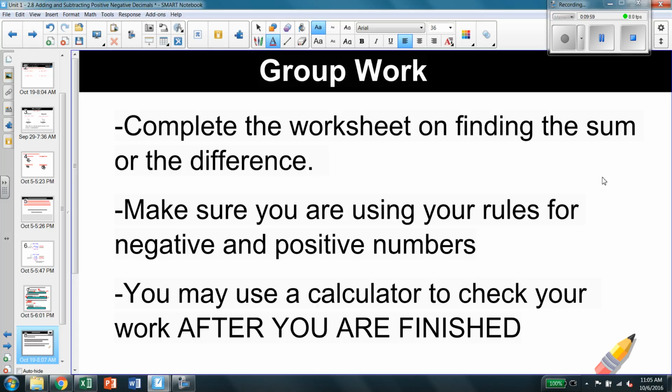Always look: are the numbers the same sign? Are the numbers different signs? If it's a subtraction problem, turn it into an addition problem and go from there.